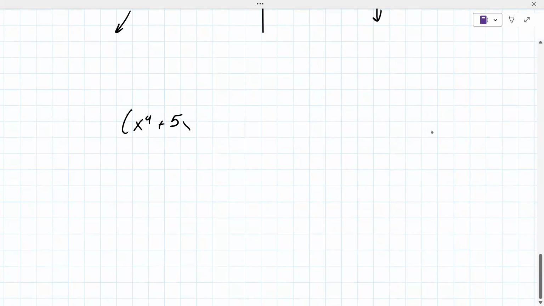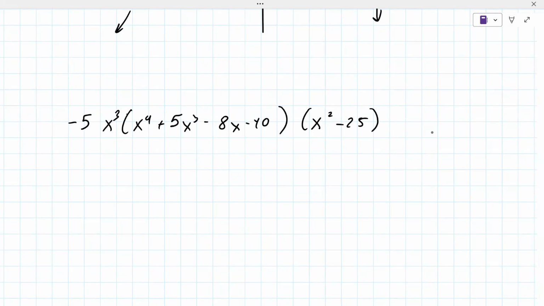X to the fourth plus 5x cubed minus 8x minus 40, over x squared minus 25 times x cubed minus 5. So is that a 5 before the x cubed? Yes, 5x cubed, yes. All right.